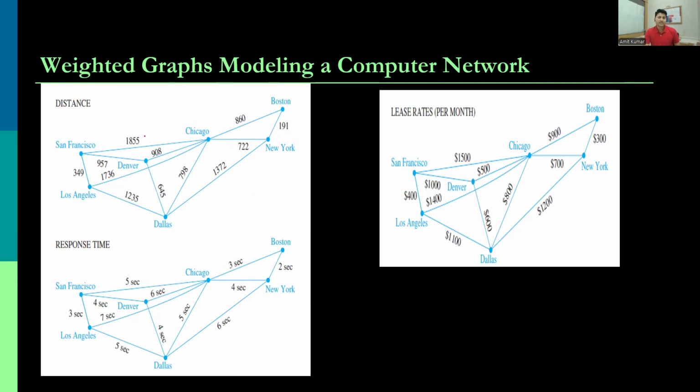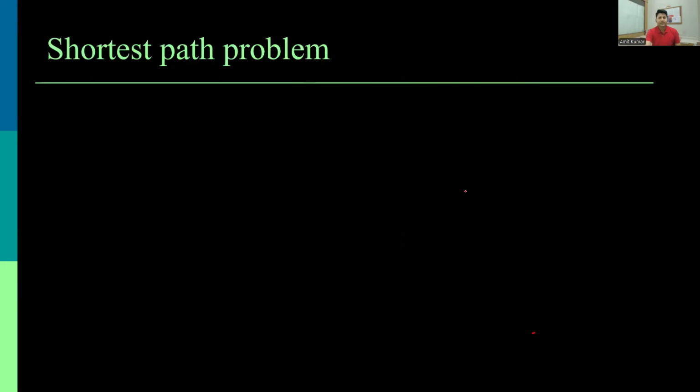These are a few more examples in terms of distance, in terms of the response time, in terms of the lease rate per month. So these are a few examples of the weighted graph, and these graphs can be used to find the optimal solution for the given problem in whatever context the problem is modeled. There are various algorithms that exist to solve such problems.